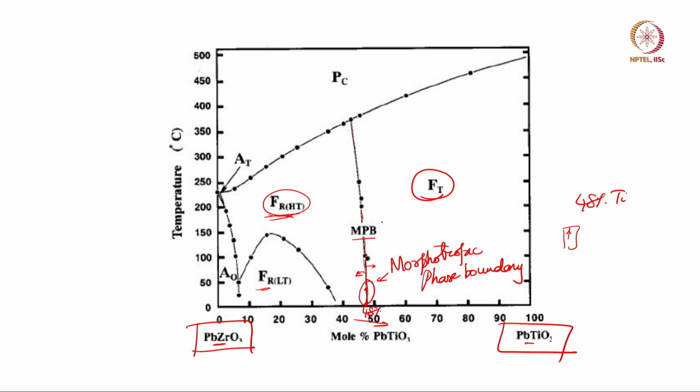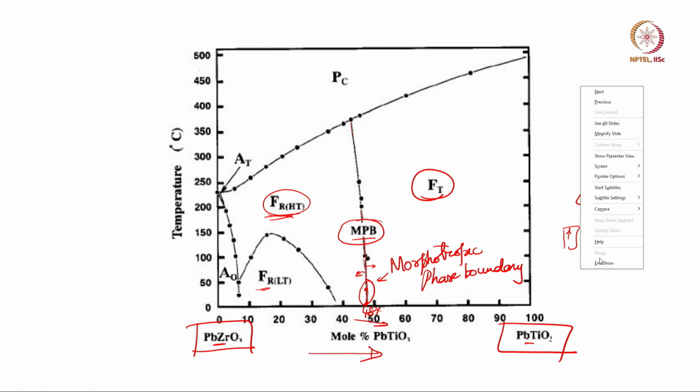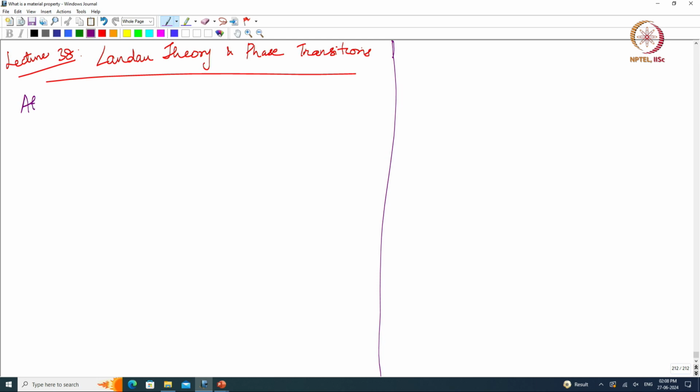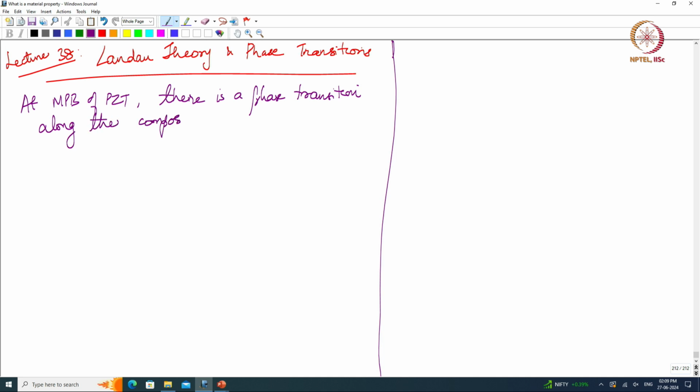We made that comment, but I want you to observe that this MPB is actually what is called a phase boundary. There is going to be a phase transition between one phase and the other phase. And that phase transition is happening when I change the composition. So at the MPB of PZT, the composition is changed. I mean there is a phase transition along the composition axis, as we will see in maybe the next class, or the class after.